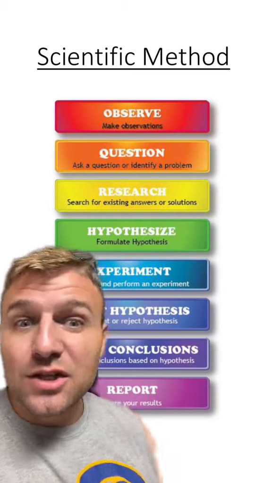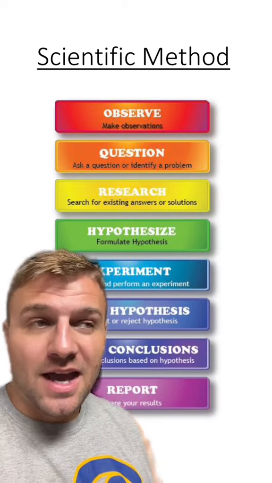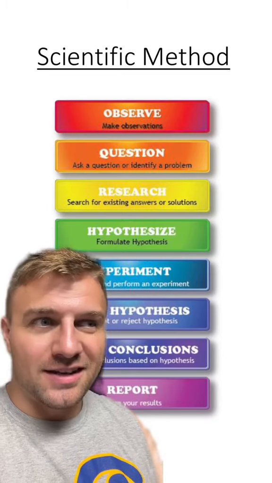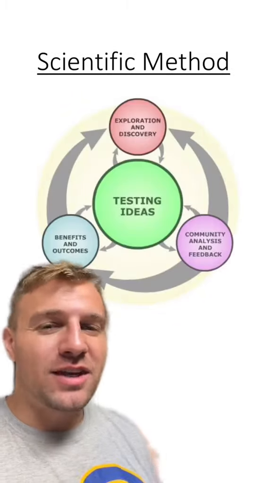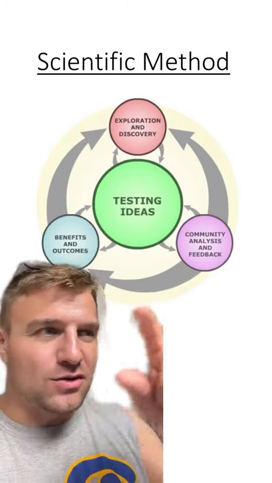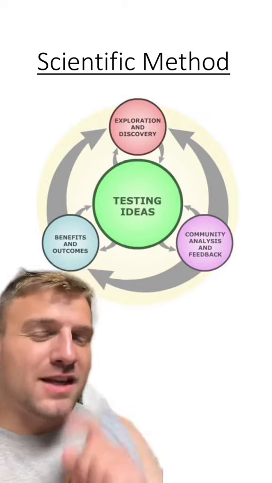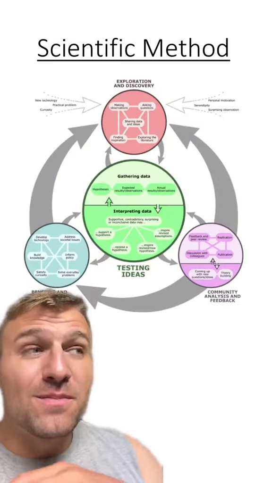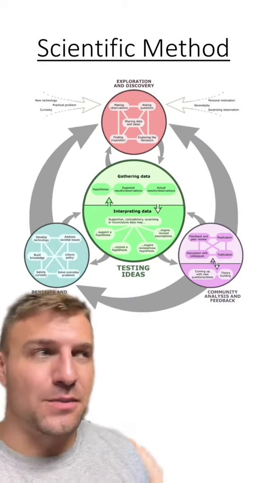And this diagram does show the basics of the scientific method, but it's a lot more interesting and intricate in real life. I like showing this diagram, where it doesn't have a start and an end point, it just goes around and around and around. And within each of these circles are even more steps and more processes within science.